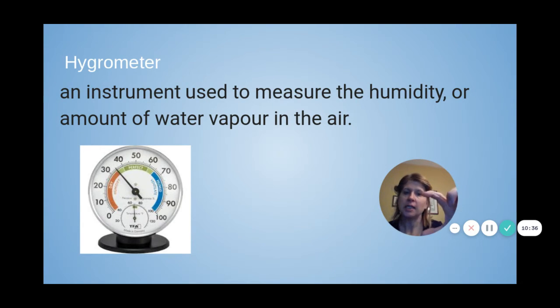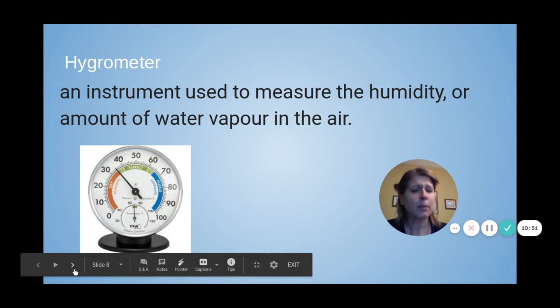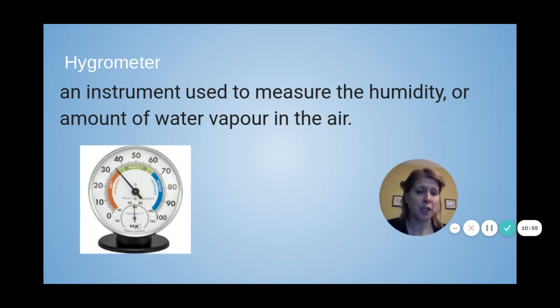A rain gauge measures the amount of precipitation that has fallen from the sky. And a hydrometer, H for hydro and H for humidity, measures the amount of humidity in the air. The next couple slides are going to be YouTube videos that I'm going to share on Schoology as well, that you may watch to assist you on the different types of instruments that are associated with these tools.